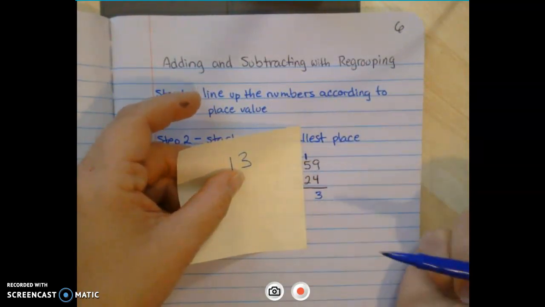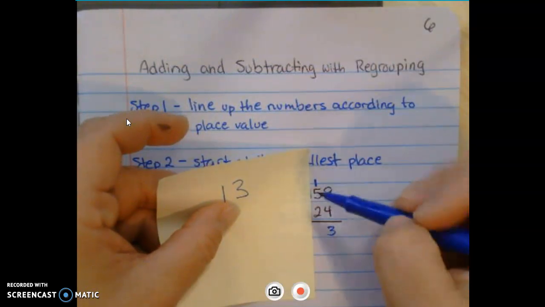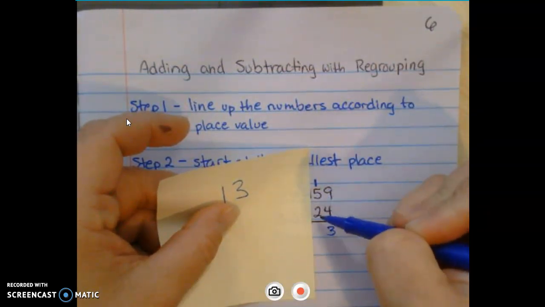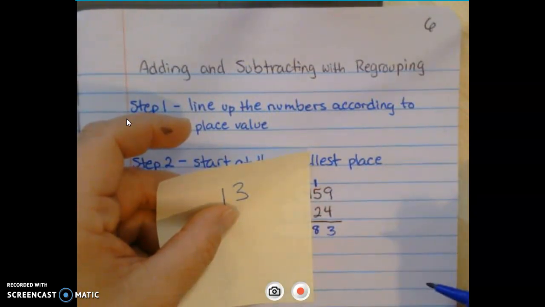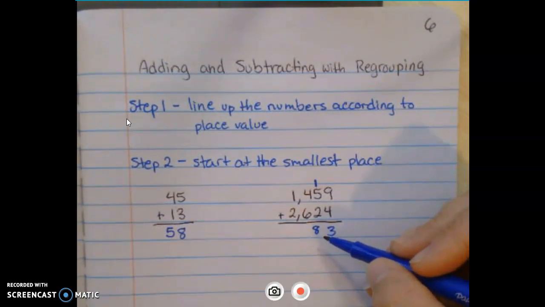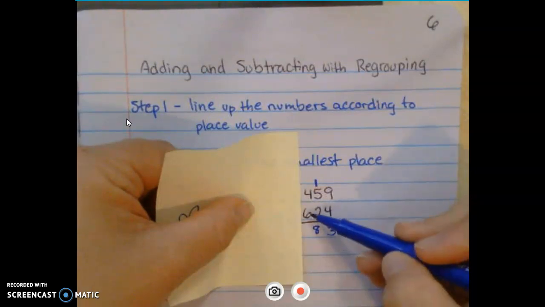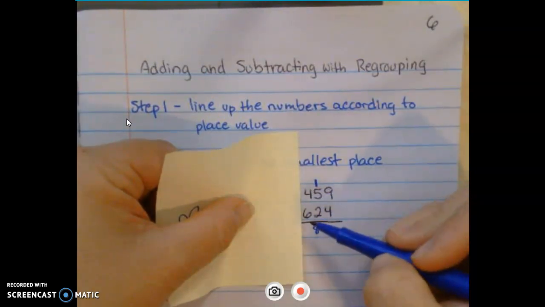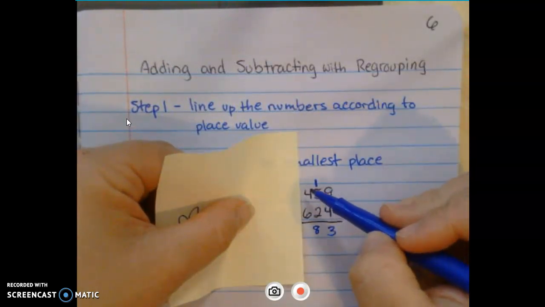Now I can move over to my tens column. One plus 5 is 6, plus 2 more, 8. Now this shows me that I have 8 tens. I don't have to regroup in this case. So I'm going to move over to my next place, my hundreds place. Here I have 4 hundreds plus 6 hundreds. What is 4 plus 6? You can count on if needed. 6, 7, 8, 9, 10.